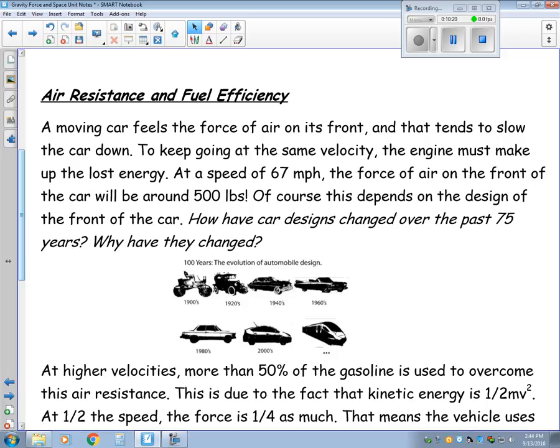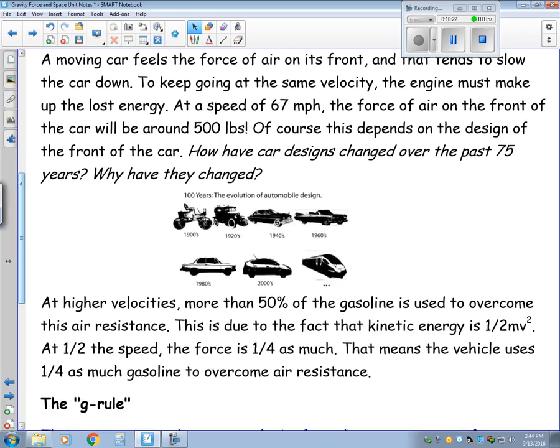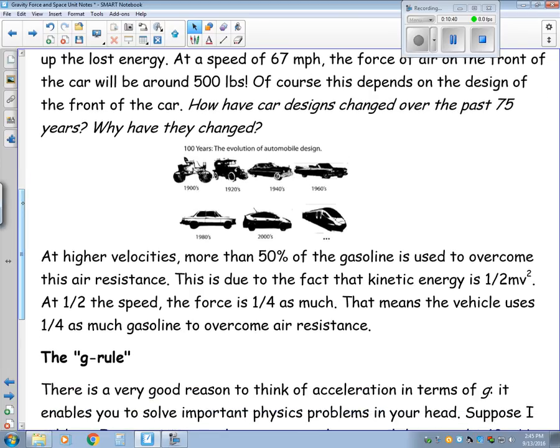So if we take a look at how cars have changed over the years, what we notice is that they've become a little more aerodynamic, a little more streamlined. And that's to save on air resistance. That way you're not pushing that 500 pounds around. Now at higher velocities, more than half of the gasoline that you burn is being used to overcome air resistance.